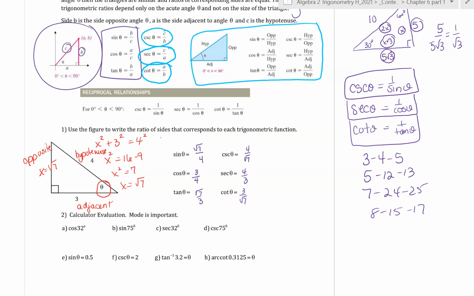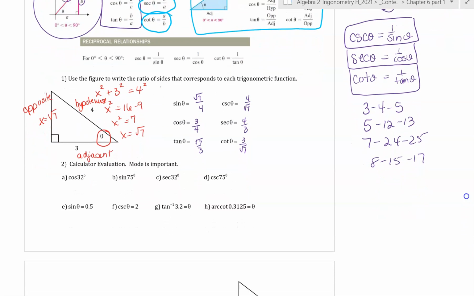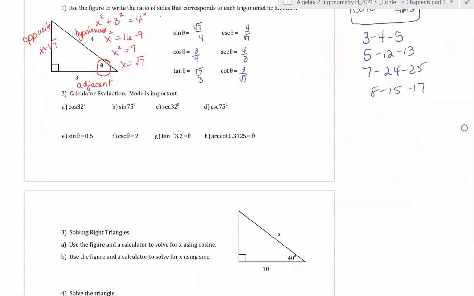All right, so what I like to do is find the sine of theta, the cosine of theta, and the tangent of theta first, and then you just take the reciprocal. The sine of theta is opposite over hypotenuse, root 7 over 4, and cosecant is the reciprocal. Then cosine of theta is adjacent over hypotenuse, 3 over 4, and the secant of theta would be the reciprocal, which is 4/3. Tangent of theta is opposite over adjacent, which would be root 7 over 3, and then take the reciprocal for the cotangent of theta. Okay, so let's look at the next part, calculator evaluation.